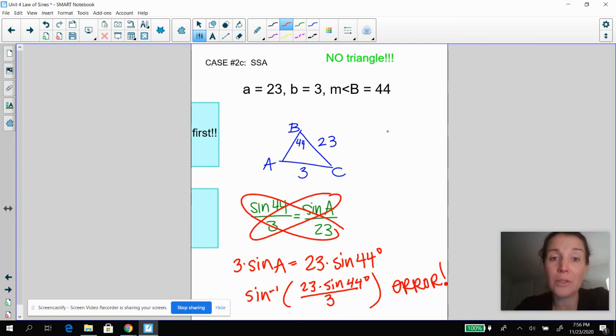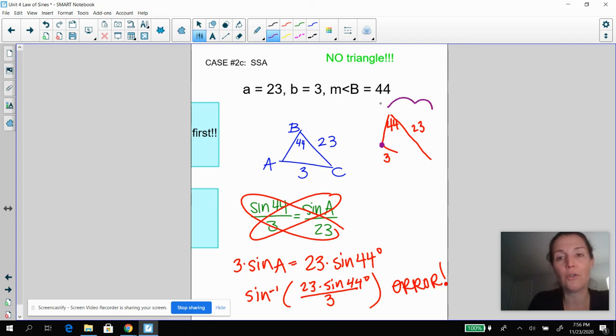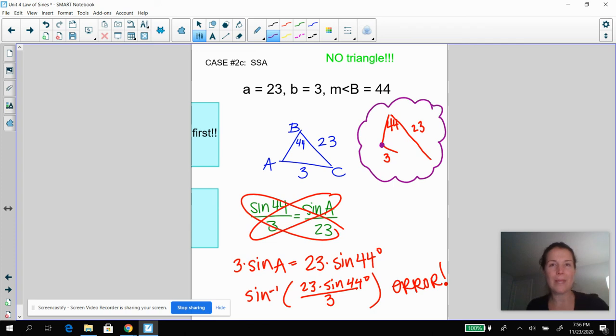And what this is saying is there's no possible way with these parameters I could draw this triangle. So your triangle would look something like this. Here's my 44-degree angle. This side length is 23, and this side length is 3. So there's no way, no matter how I hinge this little guy, that I could have it reach that 23 side. Does that make sense? It would look something like this. I mean, this is a super crude drawing, but that's what the no triangle means.